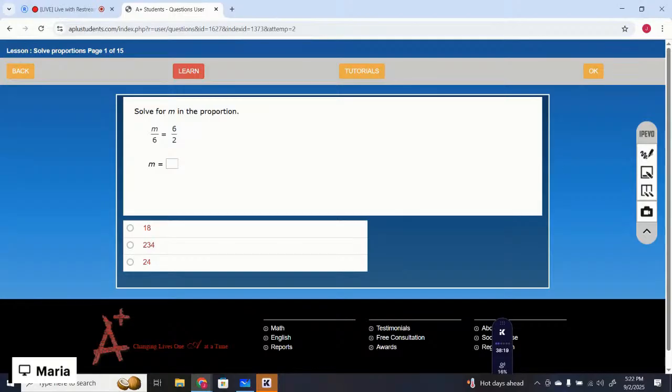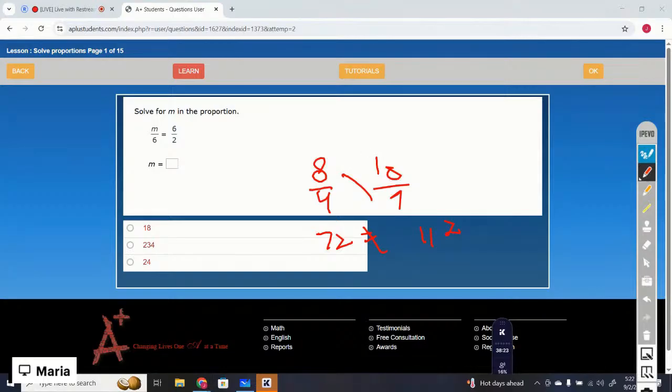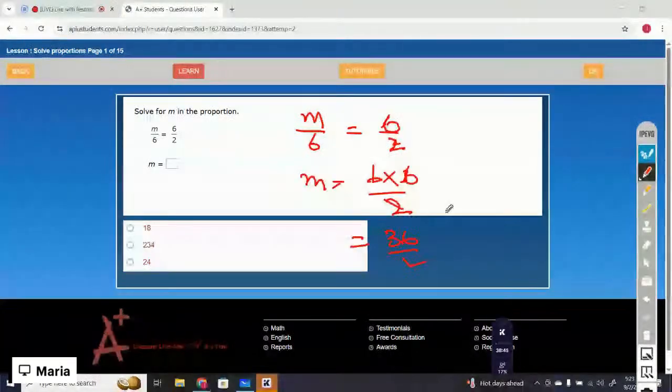M over 6 equals 6 over 2. So M equals 6 times 6 over 2. 6 times 6 is 36 over 2, that is 18. Option number 1 is the correct option, that is 18.